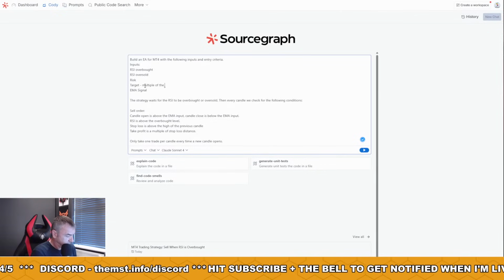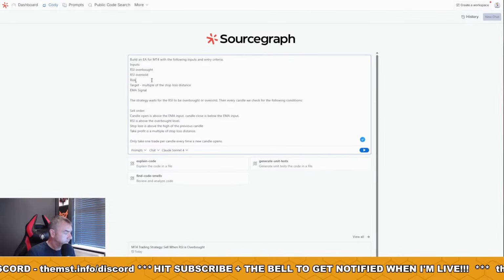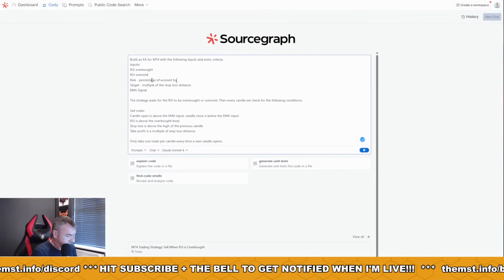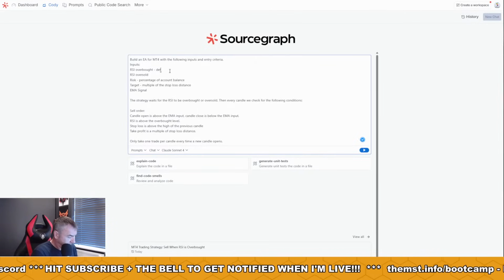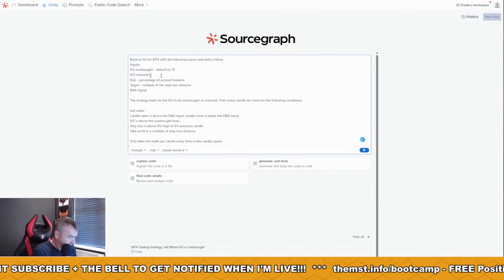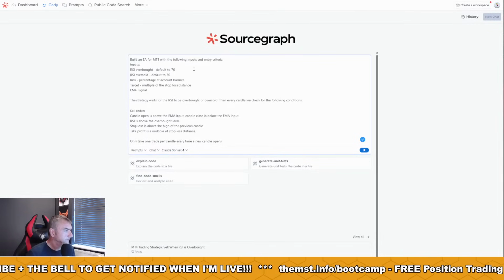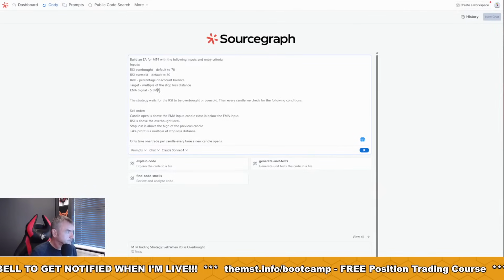Multiple of the stop loss distance. Risk, percentage of account balance. RSI overbought, default to 70. RSI oversold, default to 30. EMA signal, 5 EMA.